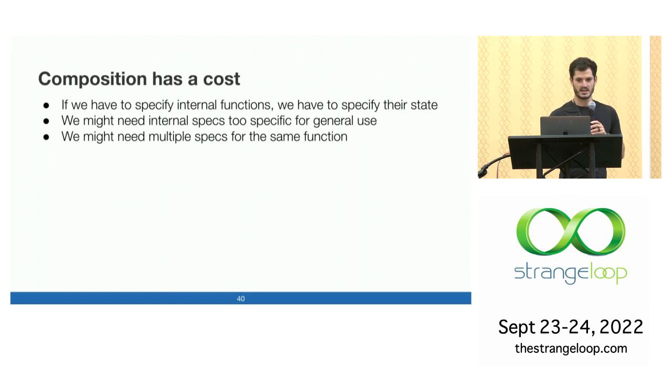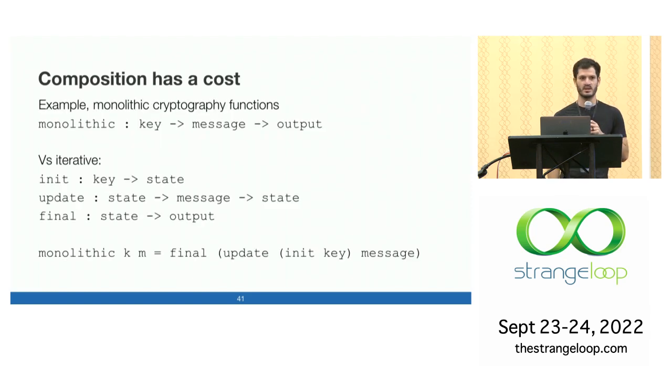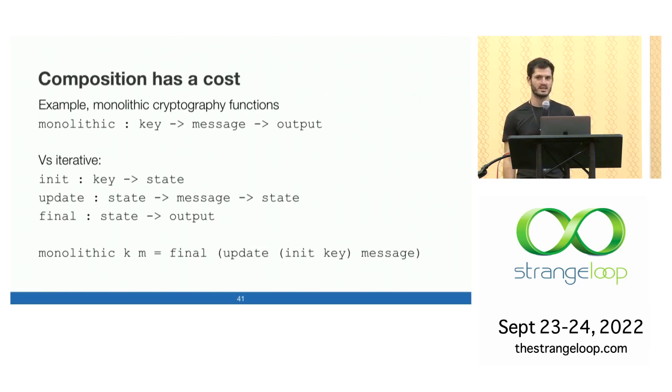There is a bit of a cost to composition. It's pretty well described by this example. This example is two different ways to represent HMAC or SHA or even AES. They tend to have an init, an update, and a final function. This is to enable processing data block by block instead of having to take it all at once. But generally in the literature, they're described as these monolithic functions.